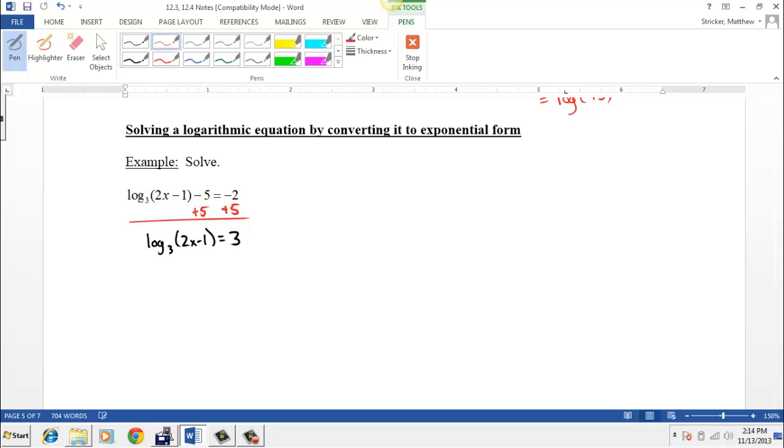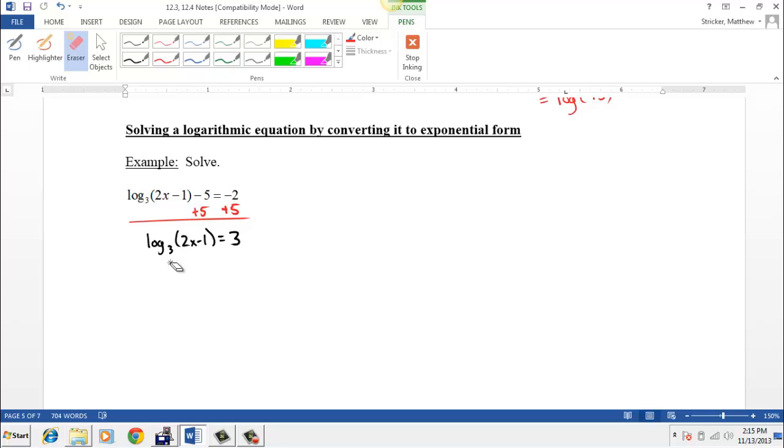One of the things I always see students try to do is, oh, well, I can divide by log base 3. No. We can't do that. We can't divide by log, because this isn't log times 2x minus 1. It's the log of 2x minus 1. Remember, it's a function. You can't divide out functions. They're not operations. They're functions. So I can't just divide out the log.